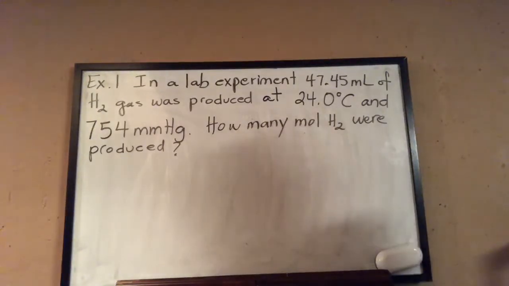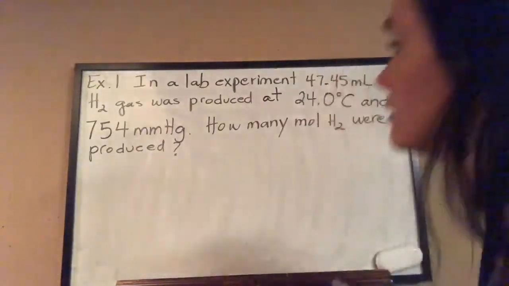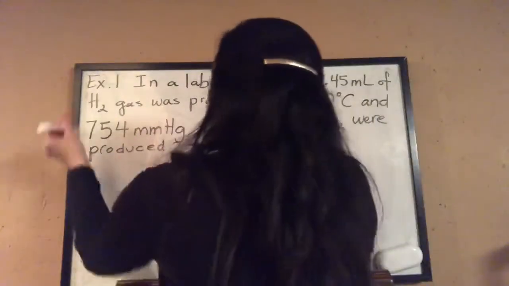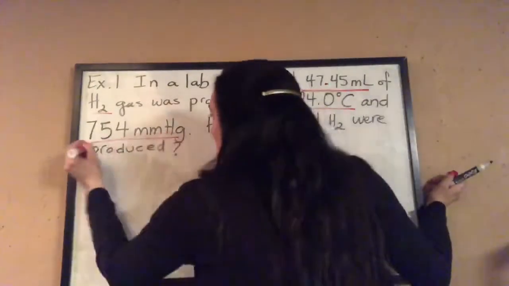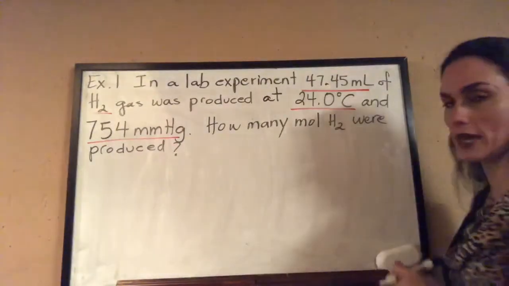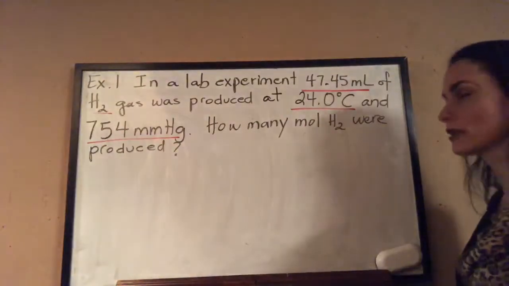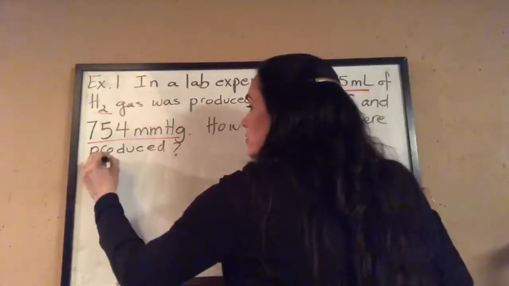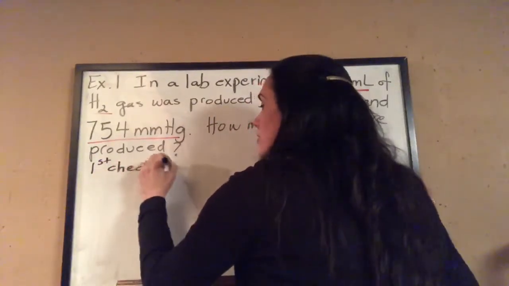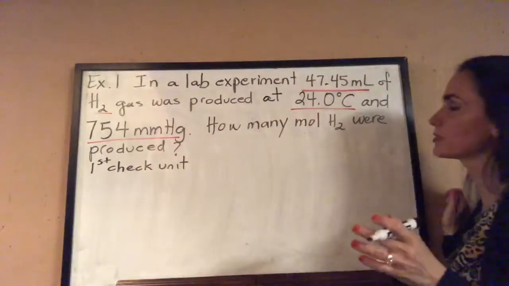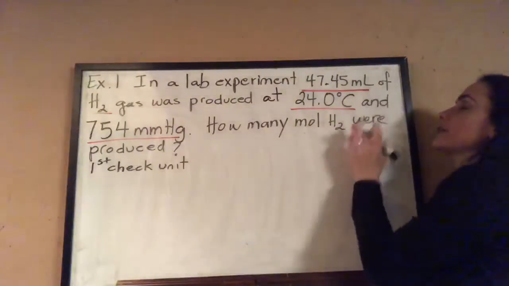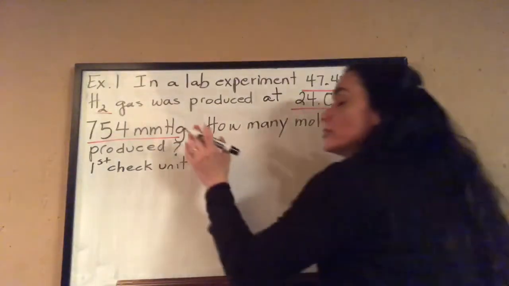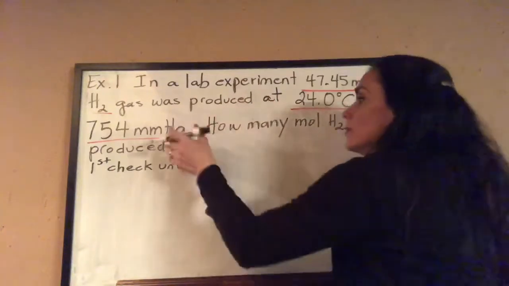All right, so we have a current set of conditions. Hydrogen gas, okay, we have its volume, we have its temperature, and we have its pressure. We need to use the ideal gas law, but the ideal gas law is particular with units. So first we want to check the units. Do we have the temperature in Kelvin? No, we need to convert. Do we have the volume in liters? No, we don't. We need to do that. And do we have the pressure in atmospheres? No, we need to do that.